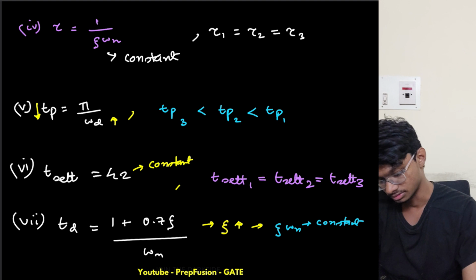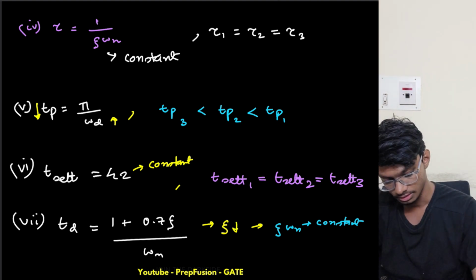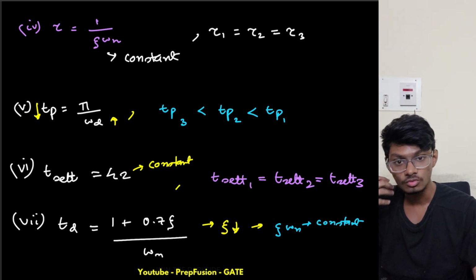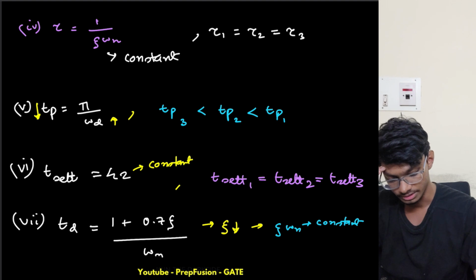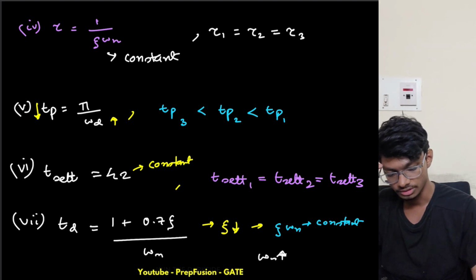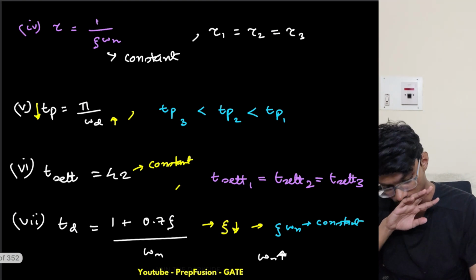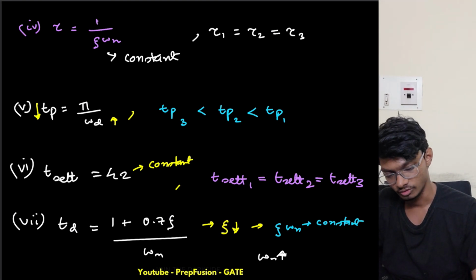Sorry, zeta is not increasing, zeta is reducing. So my zeta omega n is constant, so my omega n needs to increase, right? As zeta is reducing and zeta omega n is constant, omega n will increase. So what I observe here is that omega n is increased and zeta is reducing.